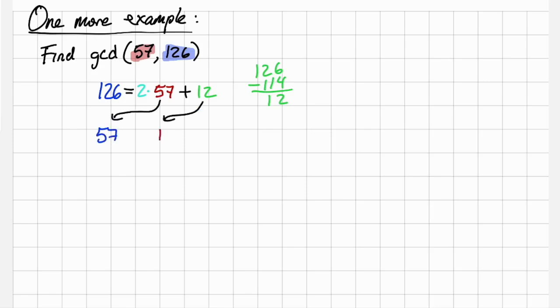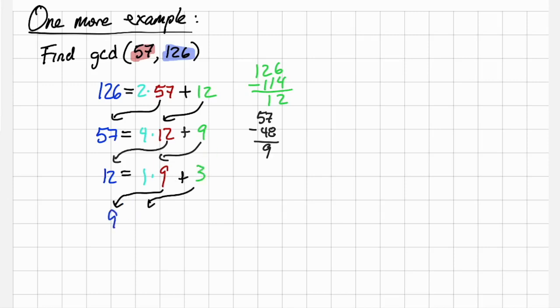of the smaller number and the remainder. We see that 57 is equal to 4 times 12 plus a remainder. 57 minus 48 is equal to 9, so the remainder is 9. 9 is not equal to 0, so we update the roles of the smaller number and the remainder. So now 12 is equal to 1 times 9 plus a remainder of 3, and we'll have to do this one last time. 9 is equal to 3 times 3. So 3 is the last non-zero remainder, and we conclude that the GCD of 57 and 126 is equal to 3.